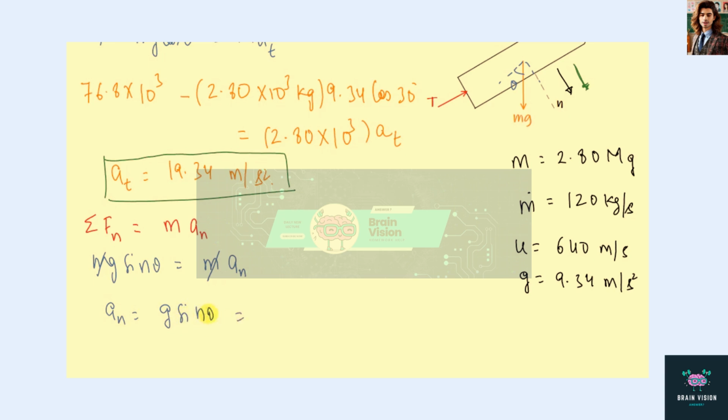Now we can put the values. g is 9.34 times sine theta, where theta is 30 degrees. Solving it, we get the acceleration to be nearly 4.67 meters per second squared. So this is the acceleration of the rocket in the n direction.